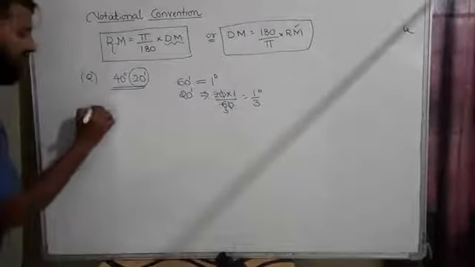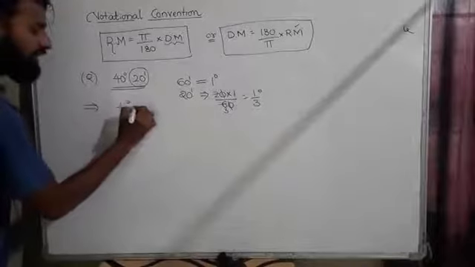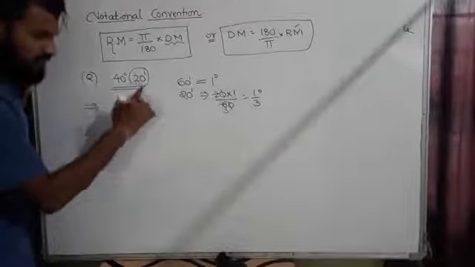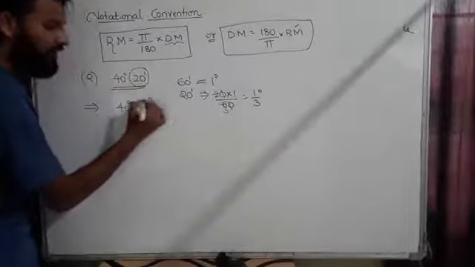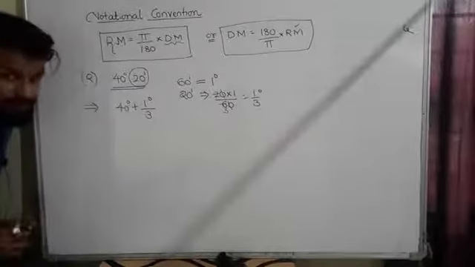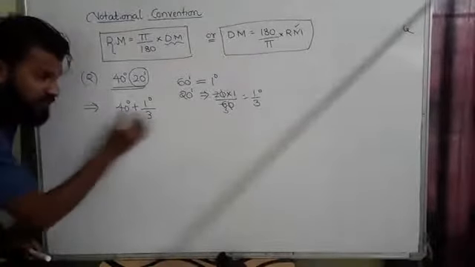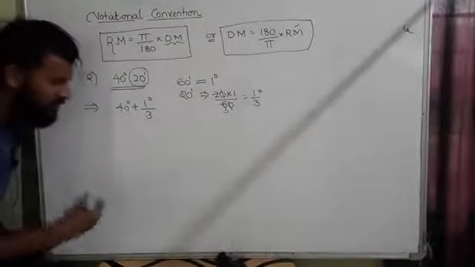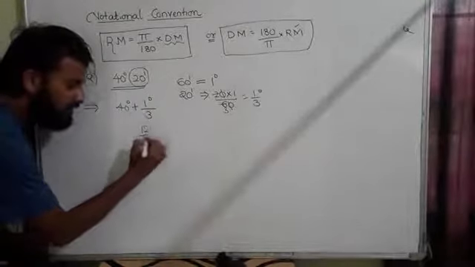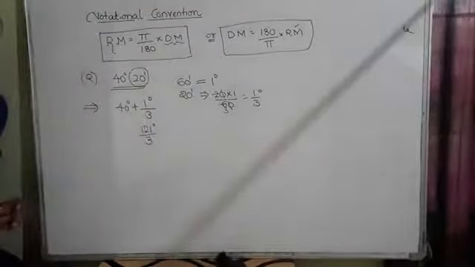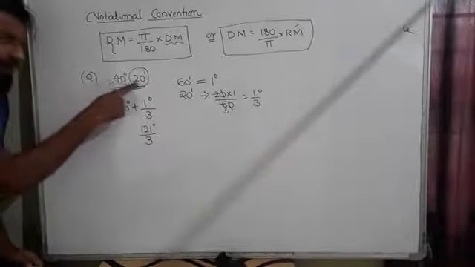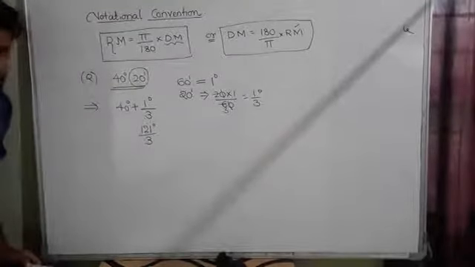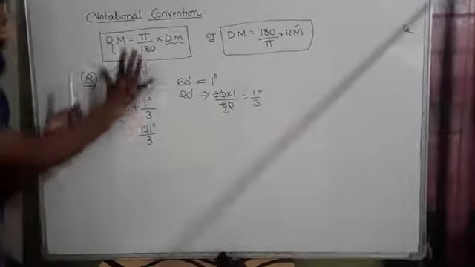So I can write the question as 40 degree plus, now I am using plus sign because these minutes are now converted into degree itself. I hope you are understanding. See, now this is also in degrees, this is also in degrees. Now let's take the LCM. 40 into 3 is 120, so this becomes 121/3 degrees. So 40 degree 20 minutes is the same as 121/3 degrees. So now I can comfortably use my formula.